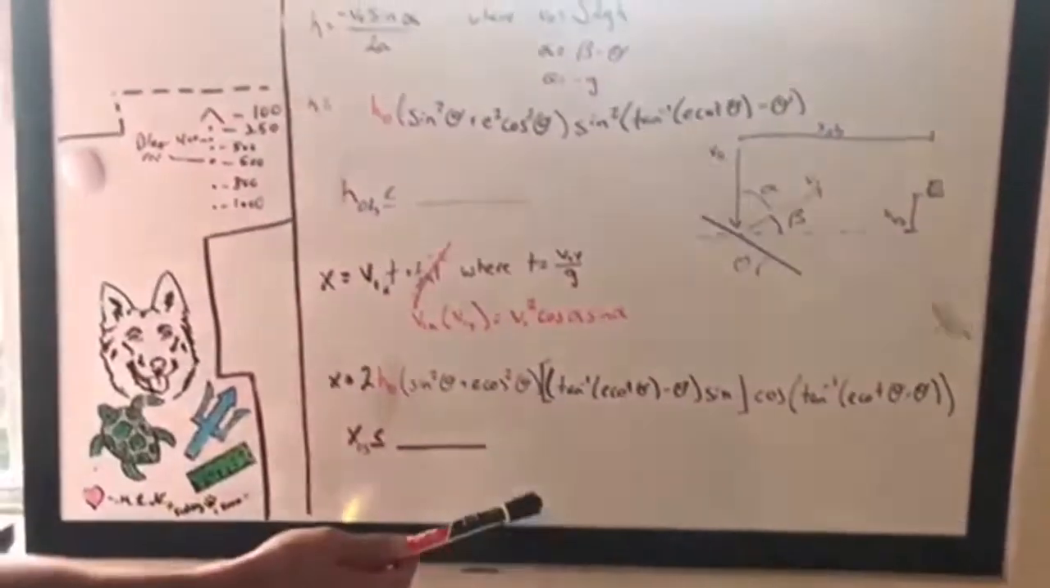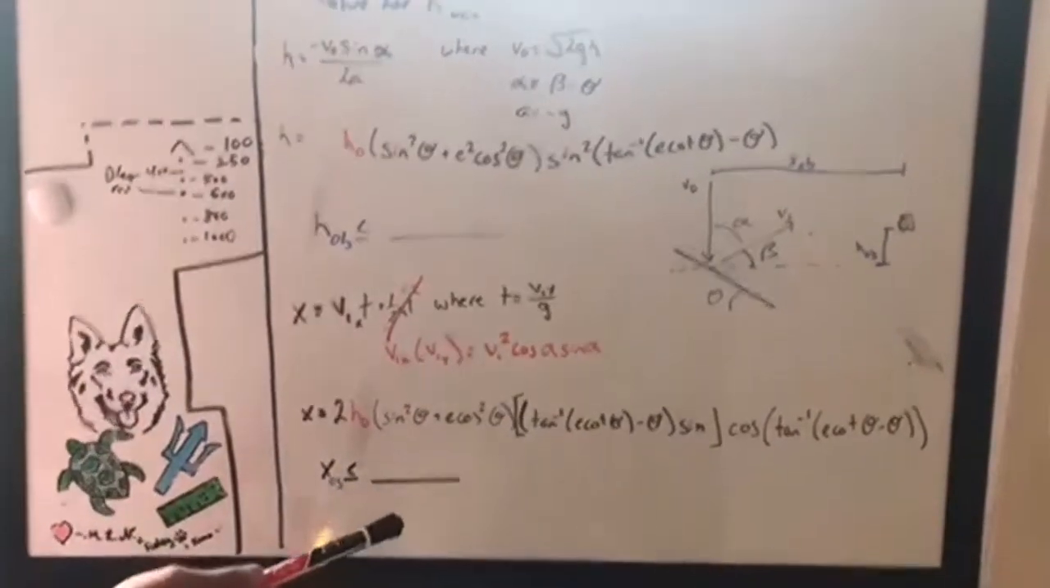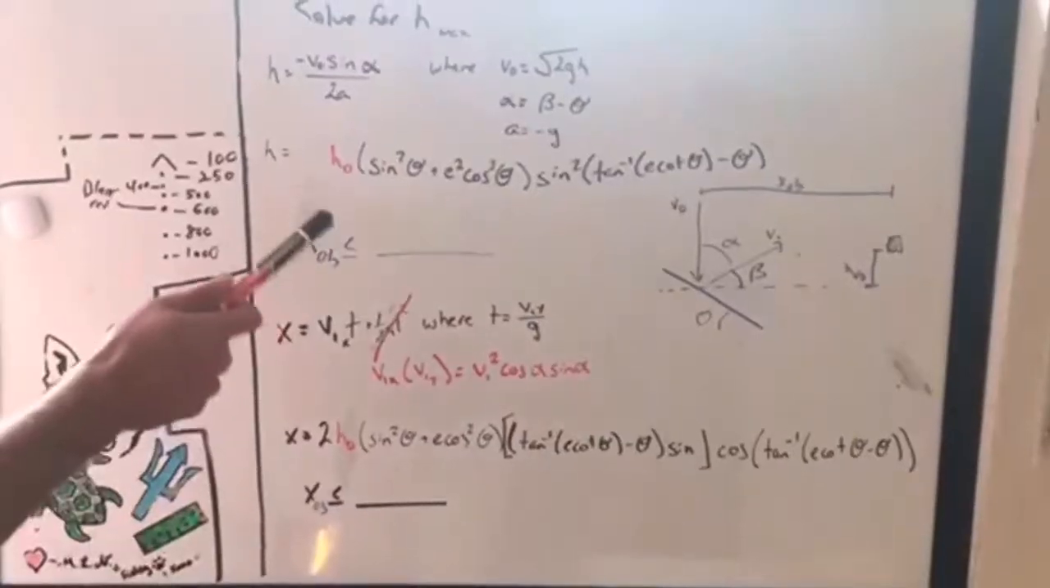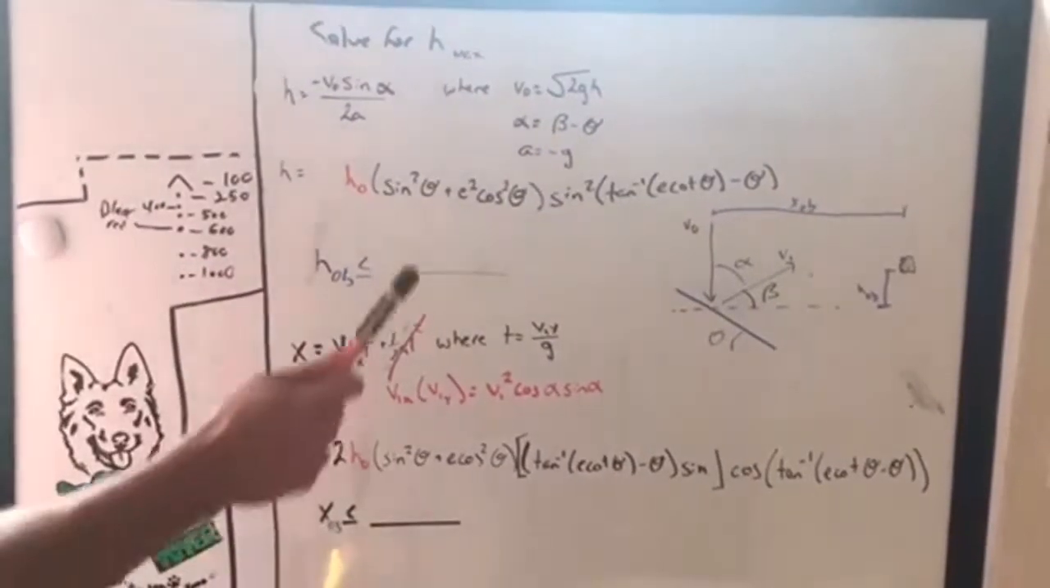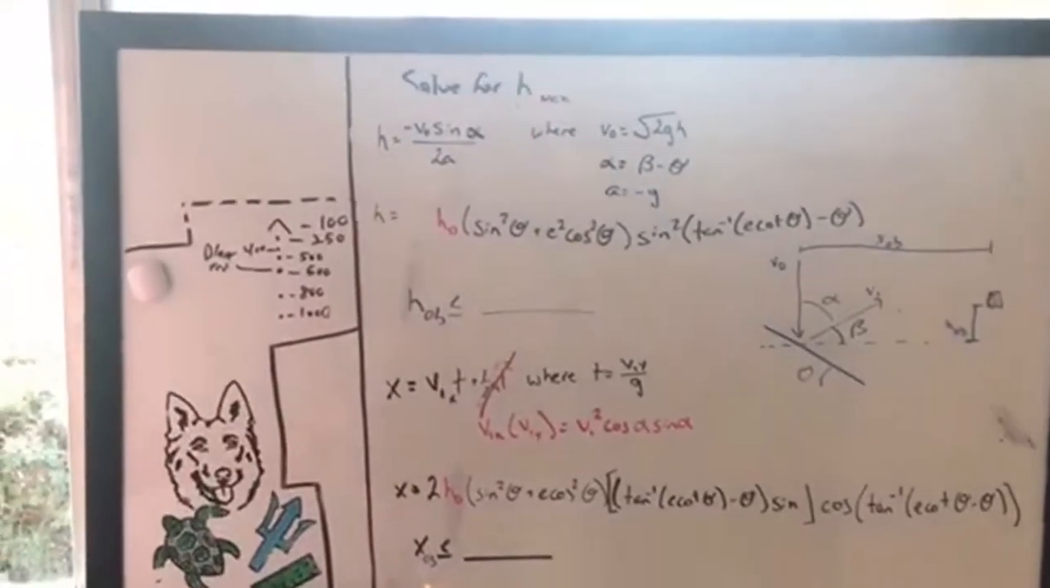As long as the result of this equation is greater than the x distance of the object, we'll know that it cleared it in the x direction. As long as these two equations respect the rules of being greater than h obstacle and x obstacle, we'll know that the ball cleared the obstacles.